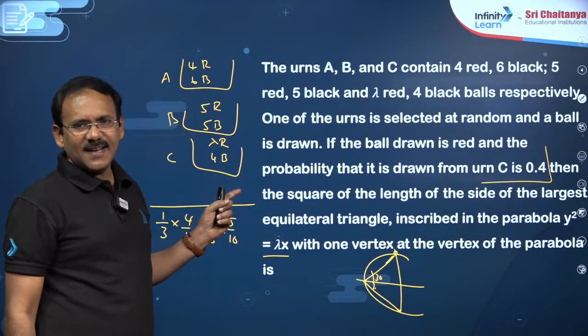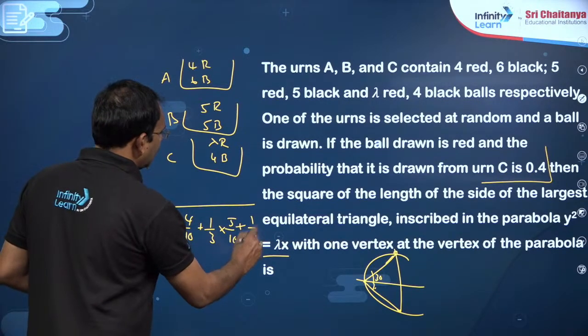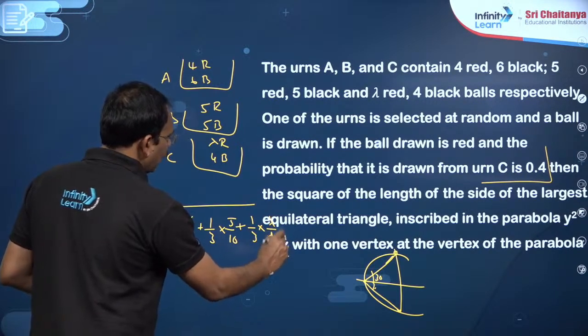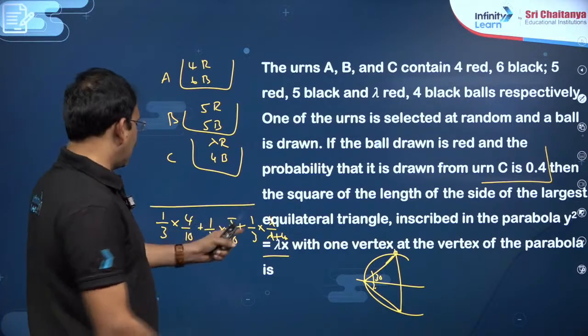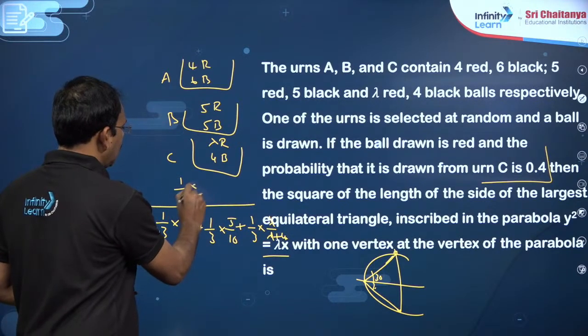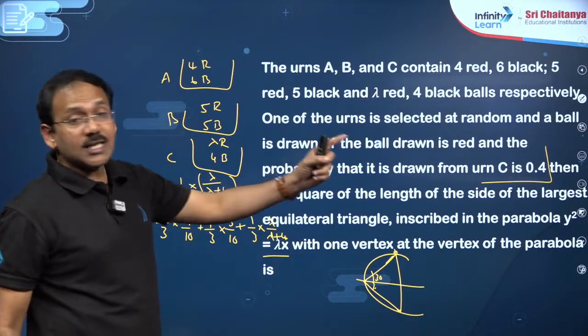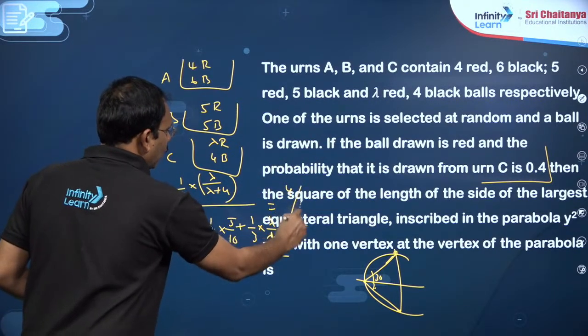Obviously, everything is maintaining 10, which means lambda may be 6, my dear friends. Let us see. So, 1 by 3 into lambda by lambda plus 4, my dear friends. This is given by, you just want it from urn C, which means 1 by 3 into lambda by lambda plus 4. This value is given as 0.4, that is 4 by 10.